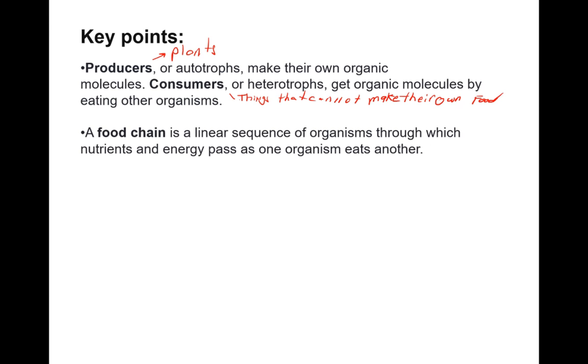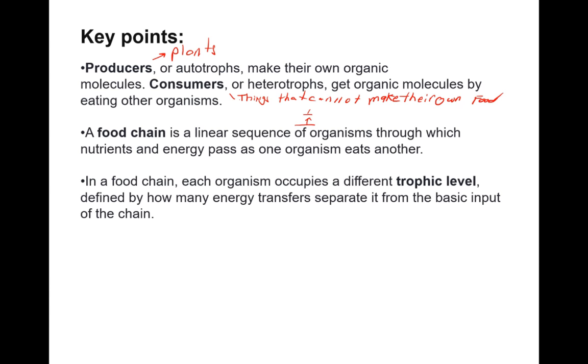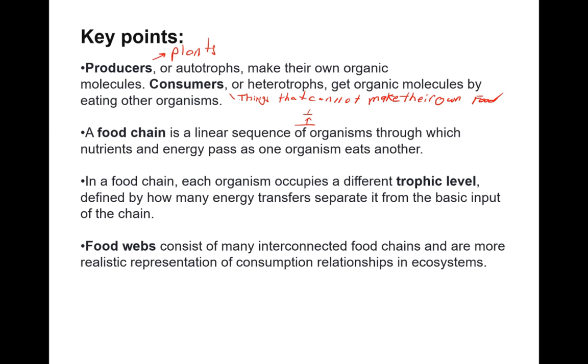We're also going to talk about the food chain. A food chain is a linear sequence of organisms through which nutrients and energy pass as one organism eats another. So again, we're going to be at one level, which is obviously the producer's level. And then we move up the food chain. In a food chain, each organism occupies a different trophic level, defined by how many energy transfers separate it from the basic input of the chain. Food webs consist of many interconnected food chains and are a more realistic representation of consumption relationships in ecosystems.